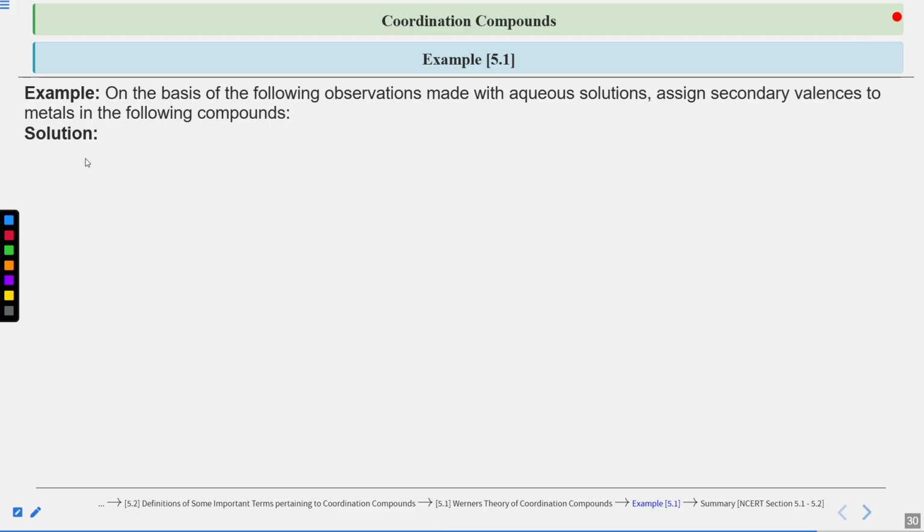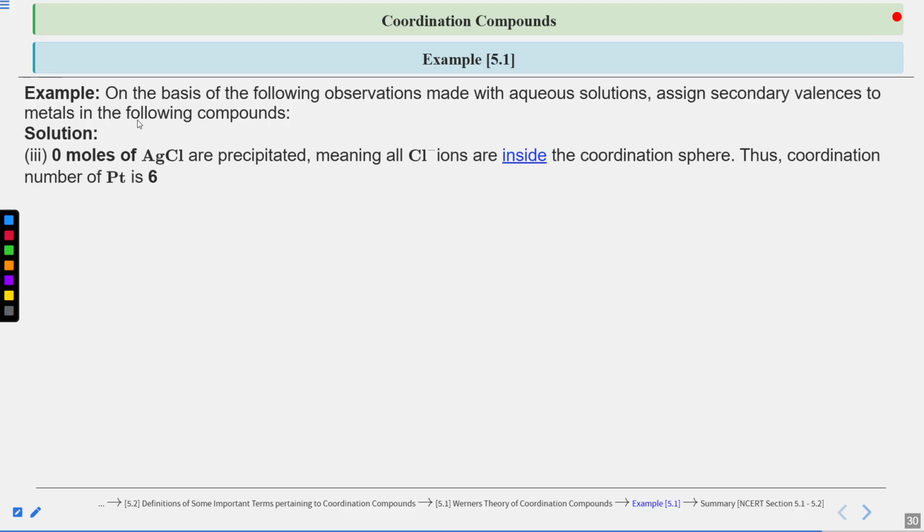Next, for the third formula, we got 0 moles of AgCl as a precipitate. That means there are no counter ions or chloride ions present outside the square bracket. That means every chloride ion is present inside the coordination sphere. Thus, that will also count into the determination of coordination number. So, the coordination number of the platinum central metal ion will be 6 here.